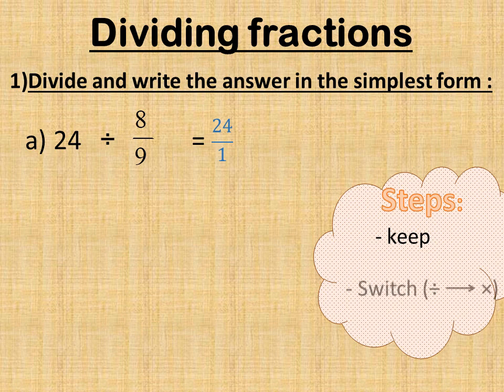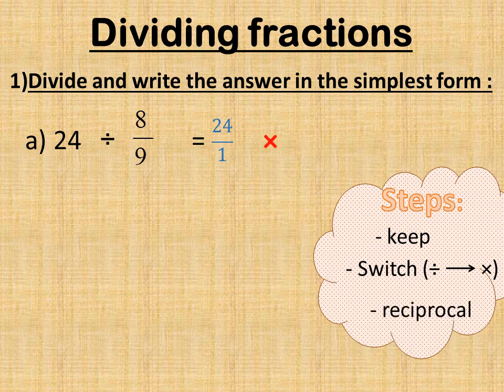fraction as it is. Then switch the sign. Divided will be multiply. So here we have divided, we will convert it into multiply. And now find the reciprocal of the second fraction. Our second fraction here is 8 over 9. When we flip it, we will find the reciprocal. So it will be 9 over 8. So 24 over 1 times 9 over 8.